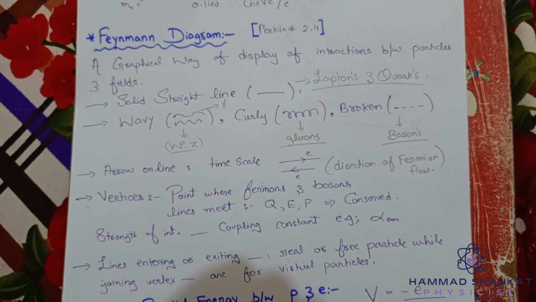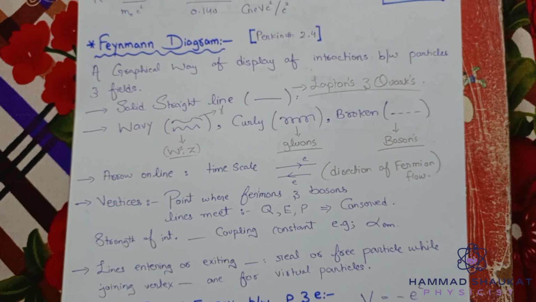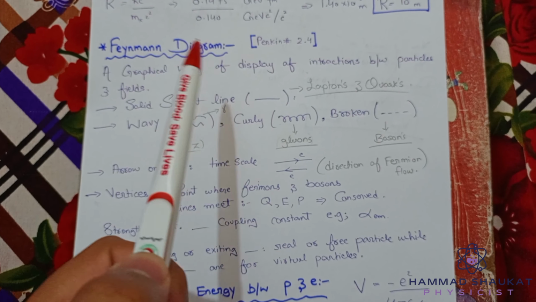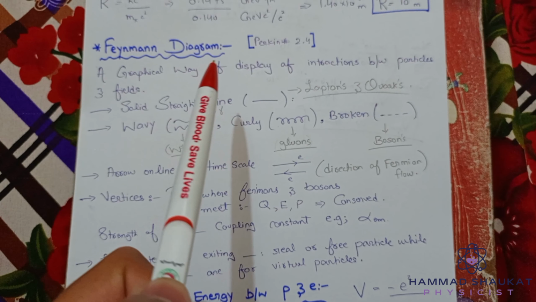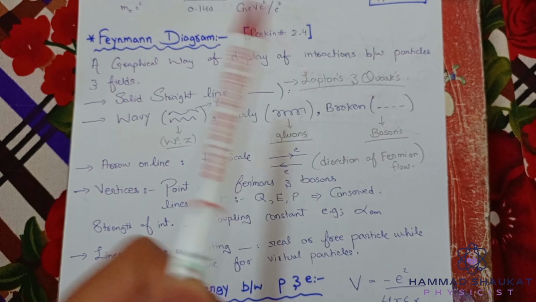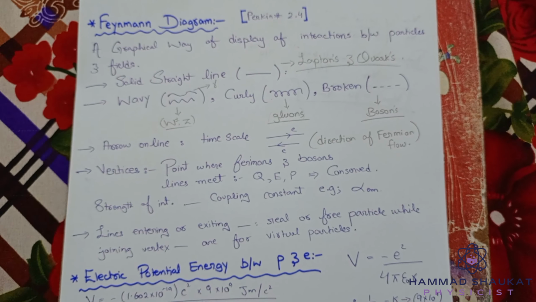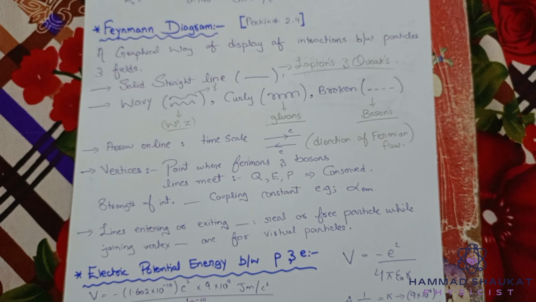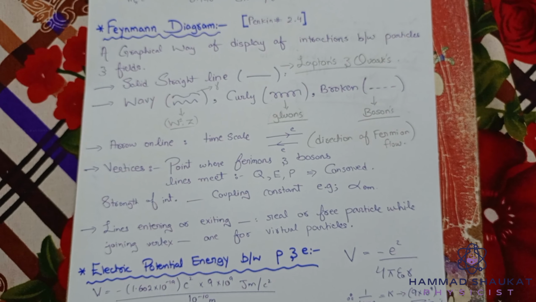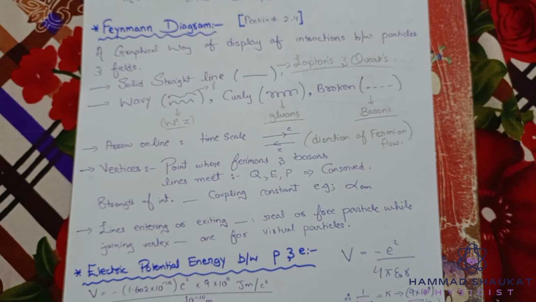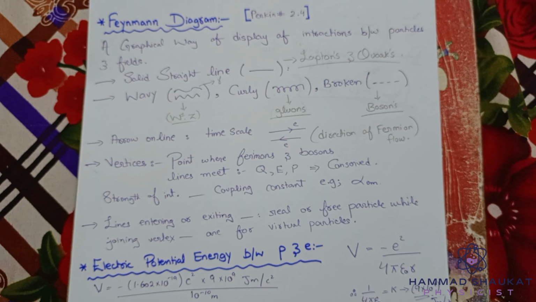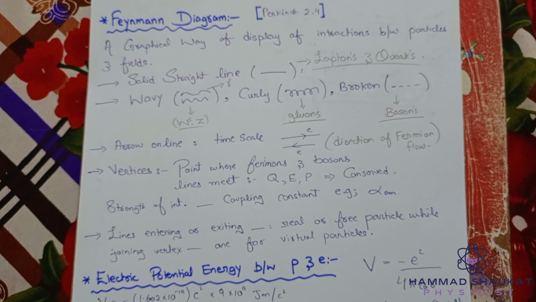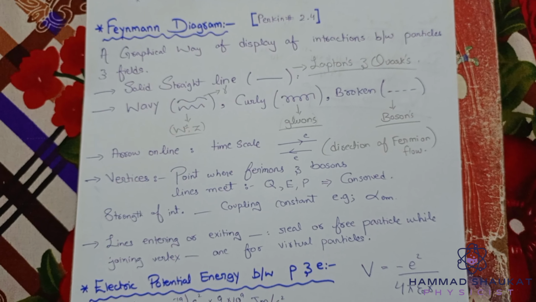In the Feynman diagram, we will first discuss some notations. First of all, do you know what a Feynman diagram is? It is a graphical way of displaying interactions between particles and fields. It means in a Feynman diagram, you have to display a graphical representation of interactions. Whose interactions? Interactions between particles and fields. So there are some interactions between particles and fields, and you just display them graphically. This is called a Feynman diagram.